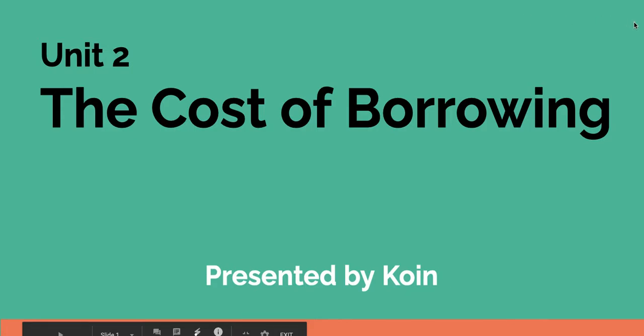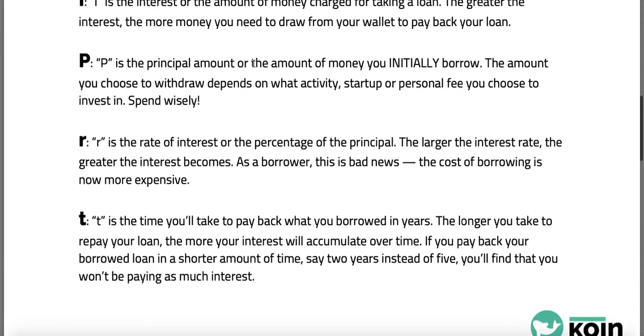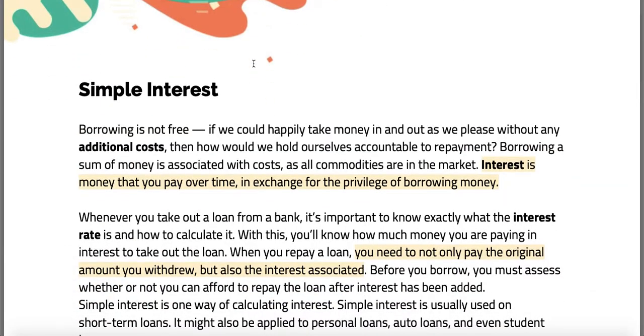Hello everyone, and today we'll be talking about the cost of borrowing. The cost of borrowing is what we call interest. What this means is if you ever take a loan or borrow some amount of money, you have to not only pay back that same sum of money, but also pay an additional cost to the lender. That additional cost is what we call interest. So now let's take a look at some ways in which we can calculate interest.